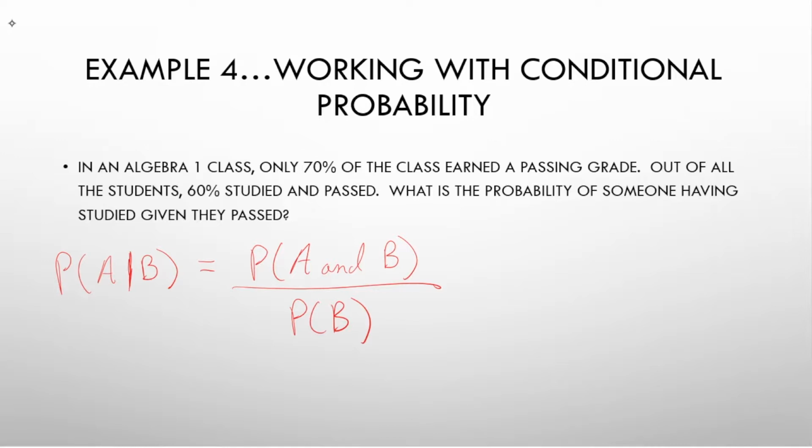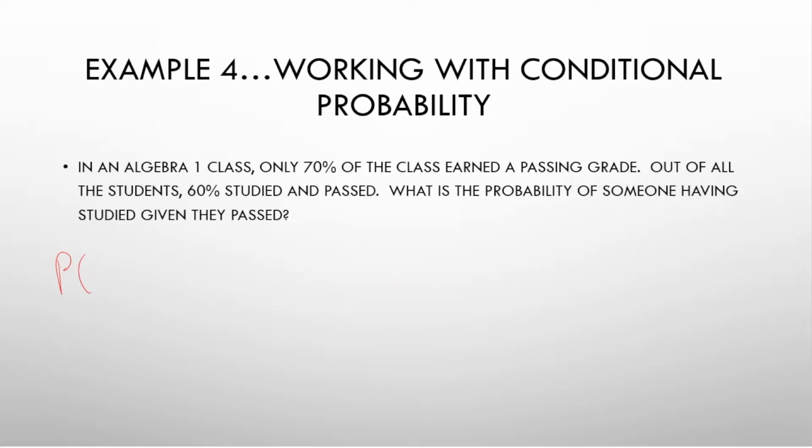So the first thing we want to do is write out what it is we're finding. As opposed to just plugging into a general formula, I highly suggest you take the time to write out what you want to find and go from there. So we want the probability, reading the last sentence, of someone having studied, so the probability of studied given they passed.